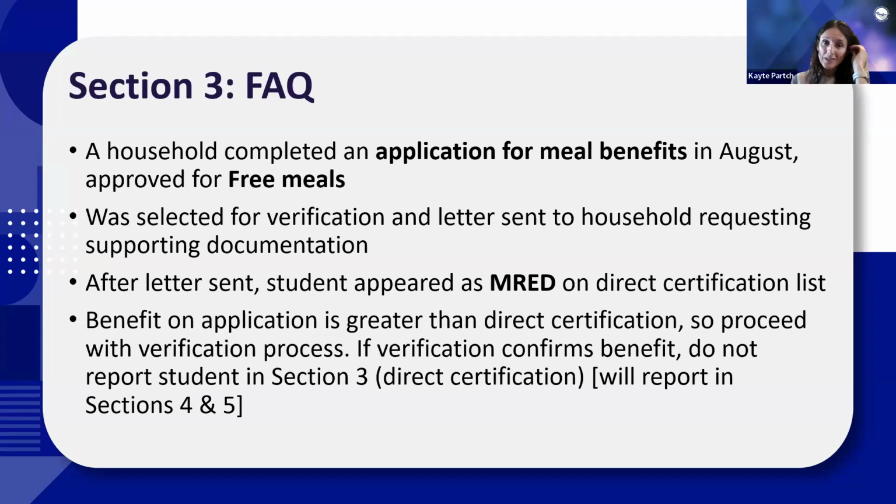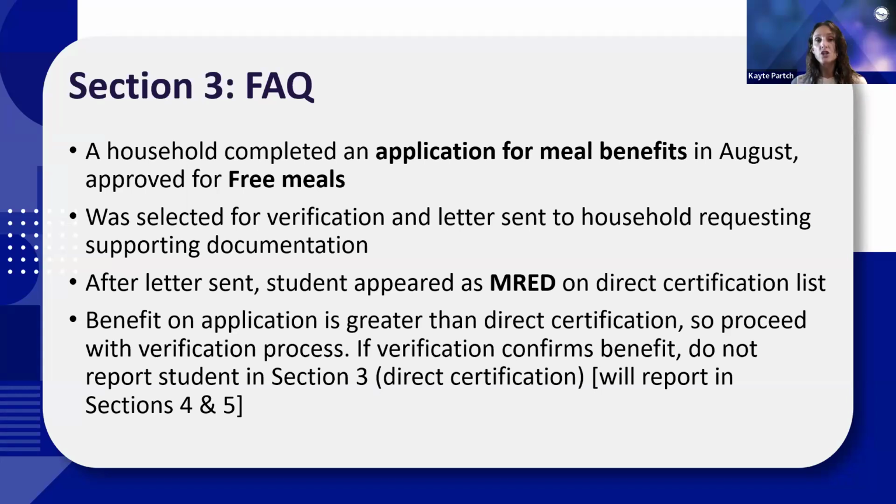This is a similar question, but just a little bit different. A household completed an application for meal benefits in August. It was approved for free meals. Coincidentally, again, this application was selected for verification, and the letter was sent to the household requesting that supporting documentation. After the letter was sent to the household, the student appeared as a Medicaid reduced match on the direct certification list. What to do with this one, right? It's a little bit different.